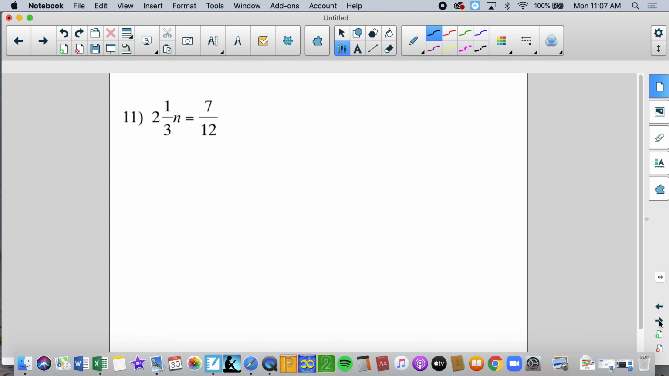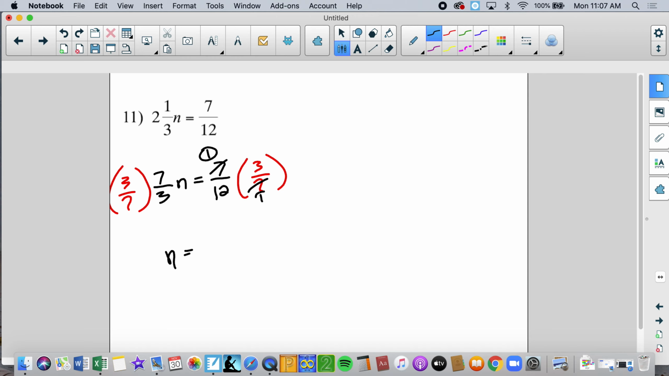So again, the first thing we're going to do is convert this to an improper fraction. 3 times 2 is 6, plus 1 is 7/3. n equals 7/12. We're going to multiply by the reciprocal. We're left with n on the left side. 7 and 7 cancel because 7 goes into 7 once. And then we're going to cancel the 12 and the 3. 3 goes into 3 once. 3 goes into 12 4 times. And we're left with 1/4. That's a good one. I like that one.